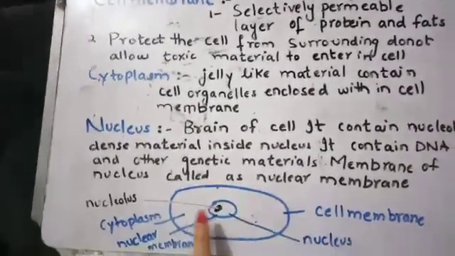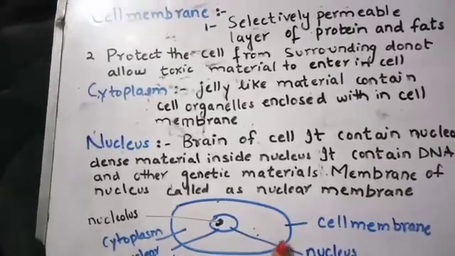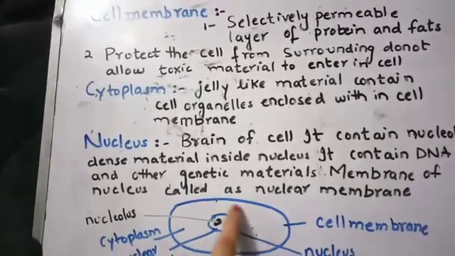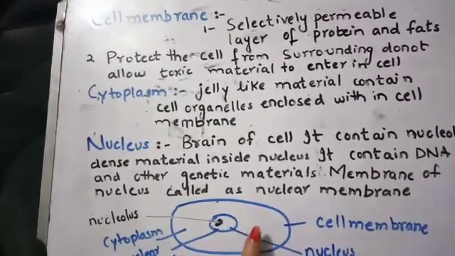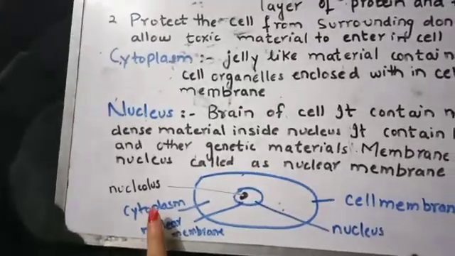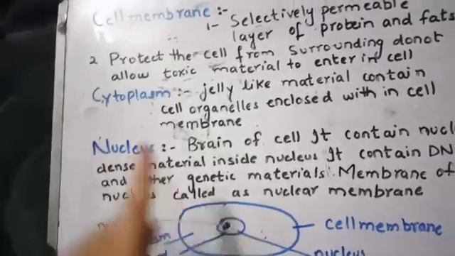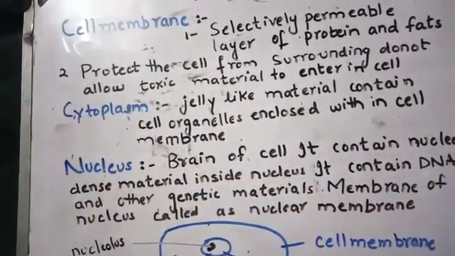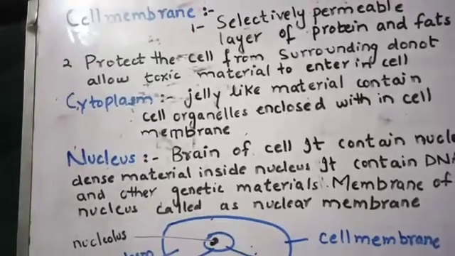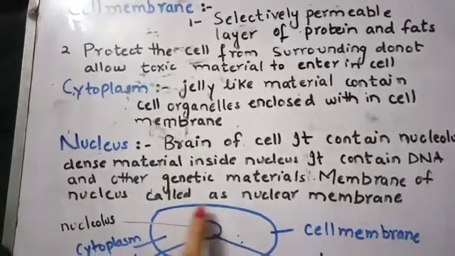So what you see here is the cell membrane, and inside the cell membrane the matrix is present. In the previous discussion about the structure, we called that matrix the cytoplasm. What is the cytoplasm? It is the jelly-like material which contains the cell organelles, enclosed inside the cell membrane. Very easy, it is the matrix.